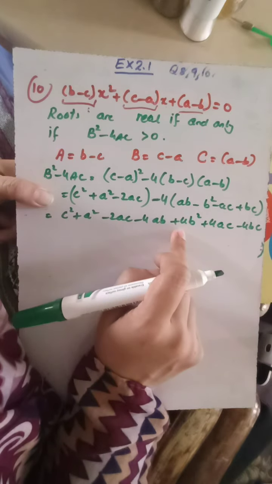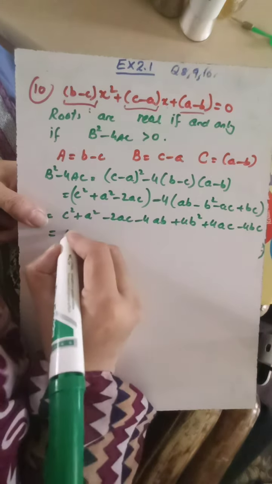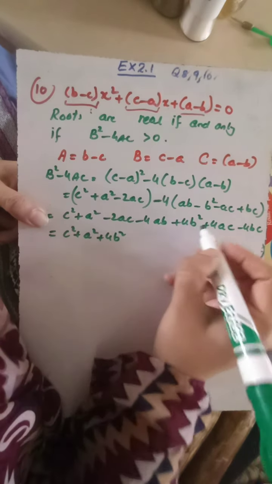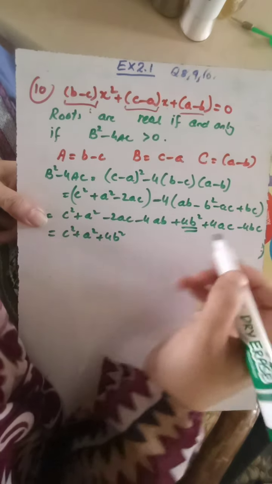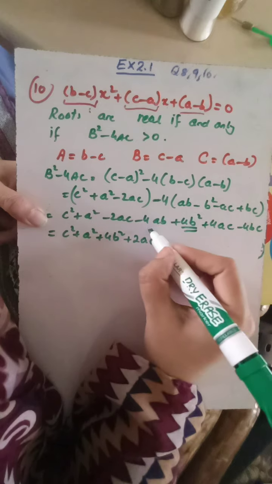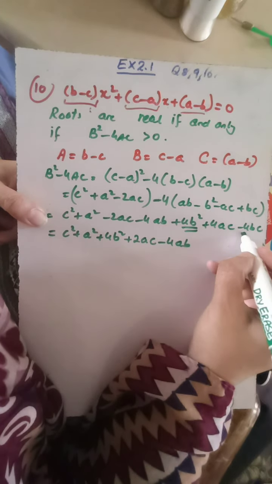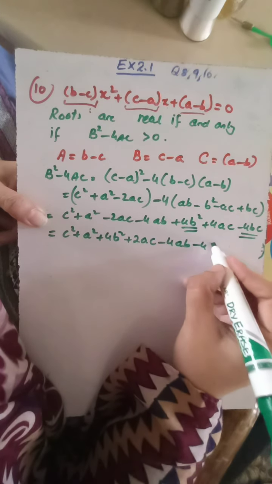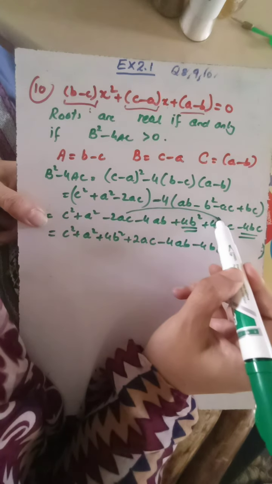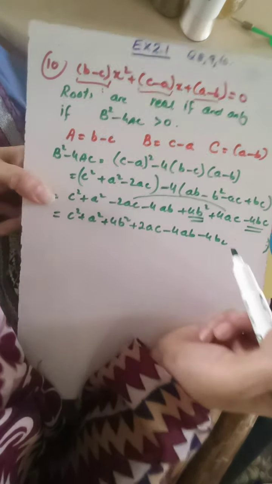Let me check the multiplication again. Okay, it is correct. c square plus a square plus 4b square. I have written this 4b square over here. Now 4ac minus 2ac will be plus 2ac and minus 4ab, and what else we have, minus 4bc. I have added these two. Okay, 4ac minus 2ac, minus 4ab is over here, minus 4bc over here.